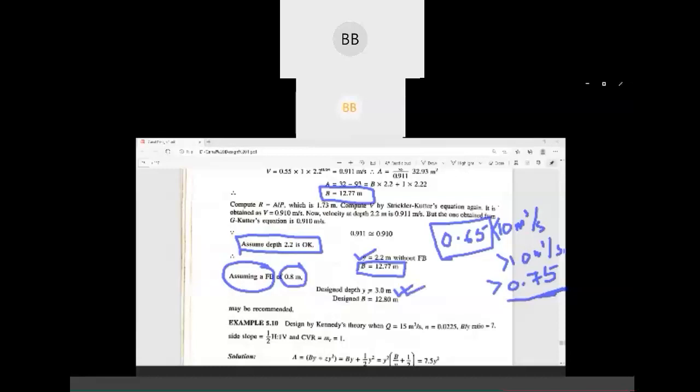Because of this 3 meter, the width of the channel is also changing. So for that 3 meter depth you can find out what will be the width of the channel by considering other terms as constant, or as same. So this is the whole procedure of how you are going to design a canal for mobile boundary using Kennedy's theory.